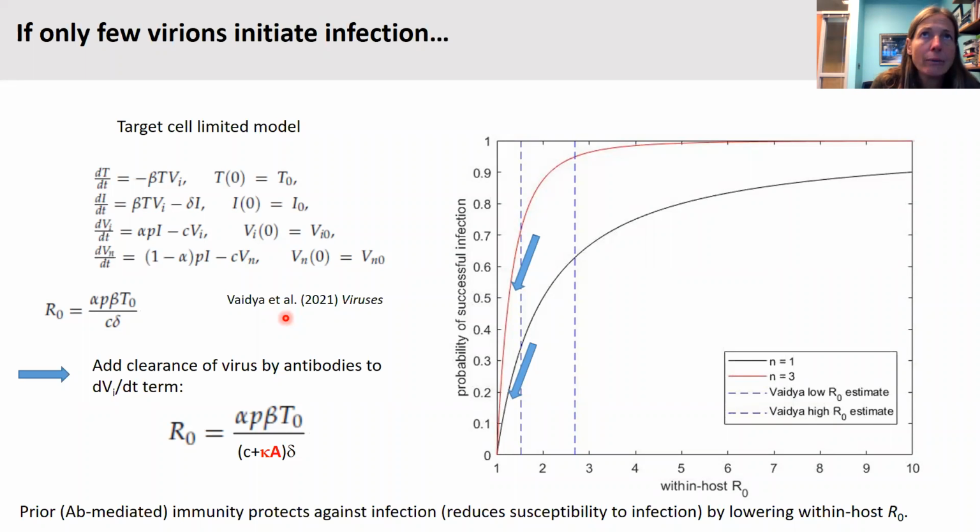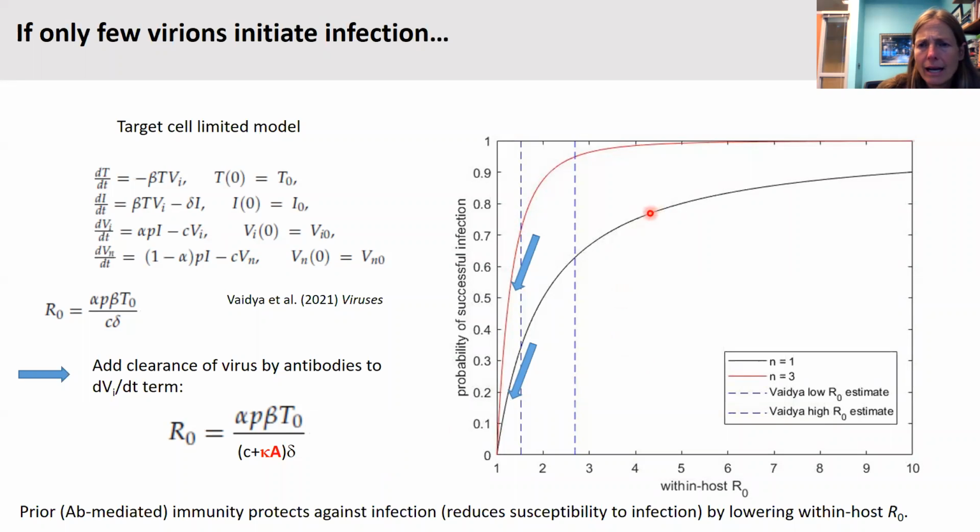If we think about prior immunity, we can think about that being initiated by antibodies, right? And so we can add terms onto this equation over here and also on this equation over here, which is just another clearance term of the free virus by antibodies. So it's this minus kappa A V_I term over here and minus kappa A V_N term on this equation. And the R naught is just changed to look like this. It adds this term, which increases the denominator, and by increasing the denominator, it decreases R naught.